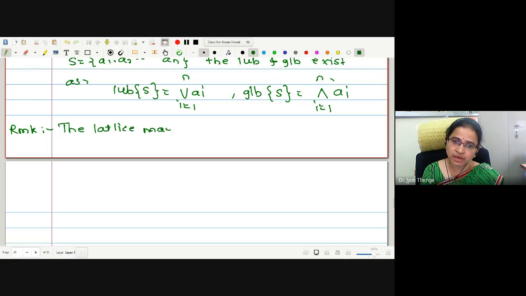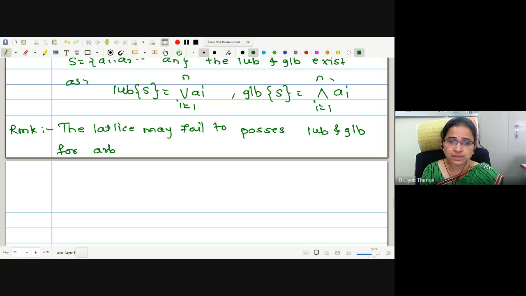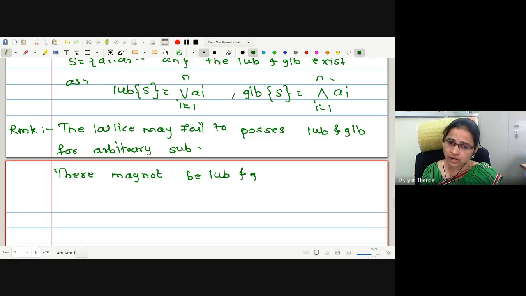The lattice may fail to possess LUB and GLB for an arbitrary subset. Whenever I say arbitrary subset, it may include an infinite subset. There may not be a LUB and GLB of an infinite subset. We cannot have a guarantee about the infinite subset of a lattice.